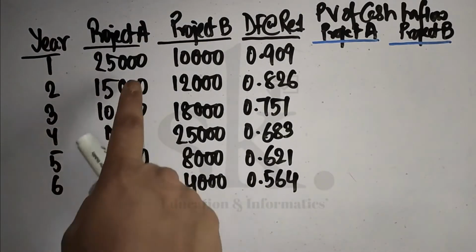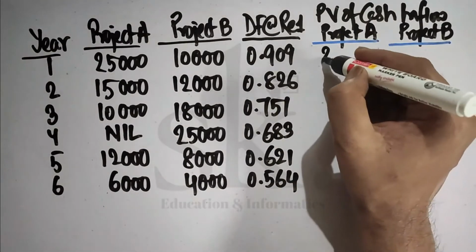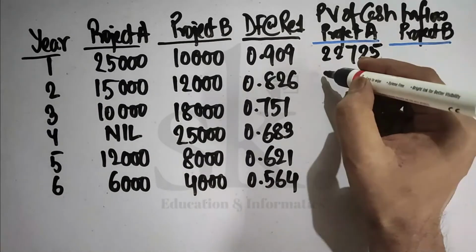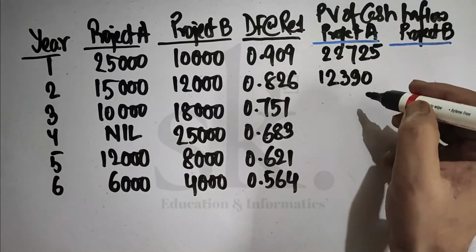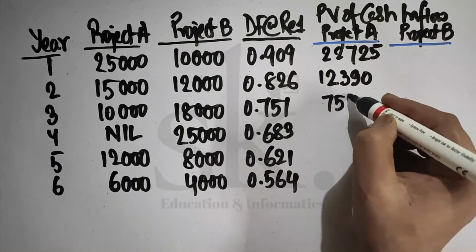So what we do? 25,000 into 0.909. So we are getting this as 22,725. Always use a calculator. Next we are getting 12,390. For the third year, this multiplied by this is 7,510.